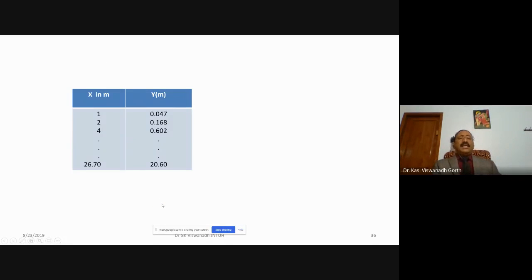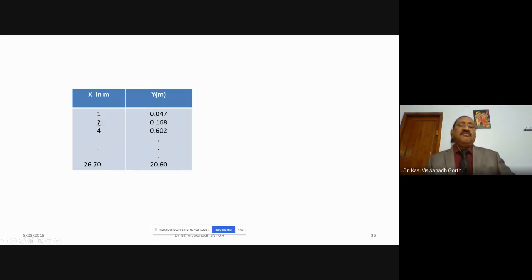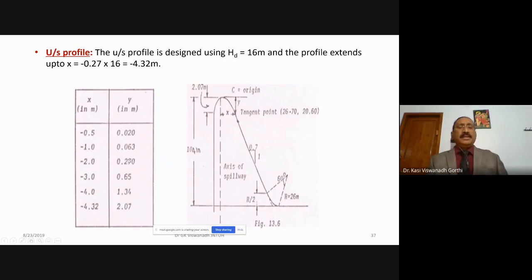Accordingly, a table can be prepared for different values of x and the corresponding value of y, substituting in this equation. Substituting for x equal to 1, 2, 3, 4, up to a maximum of 26.68, similarly, you will get the corresponding values of y. If you take a graph sheet and plot this, you will get the profile.